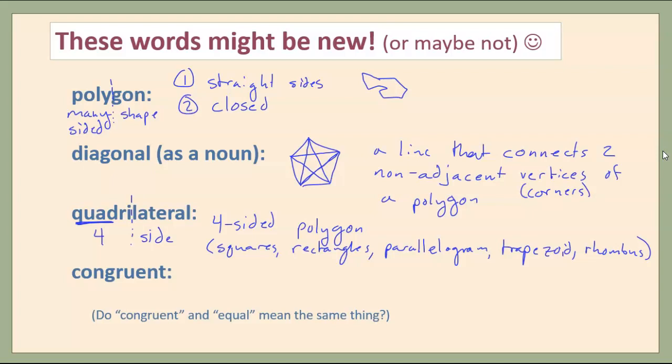Our last term on this page is congruent. Have you heard this term before? What does congruent mean? We have kind of a hint underneath it. It asks, do congruent and equal mean the same thing? So that kind of leads us to believe they must at least mean similar things, right? So congruent means two shapes are the same size and the same shape.